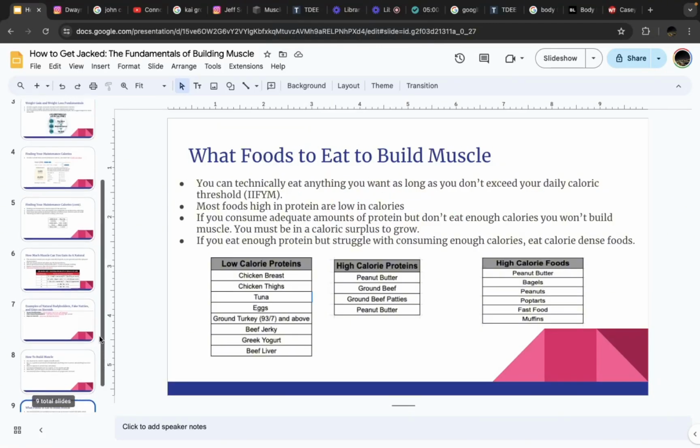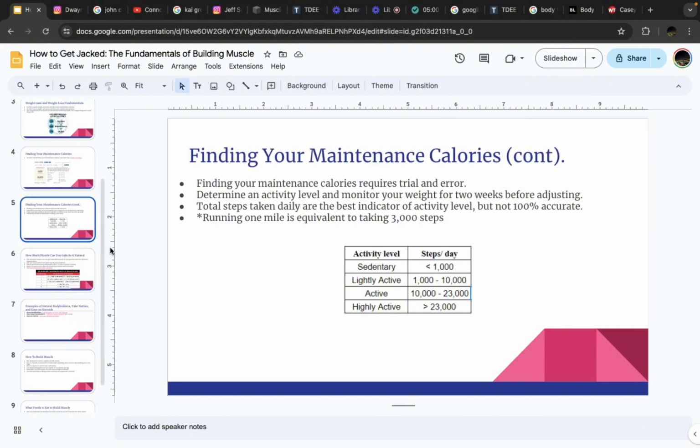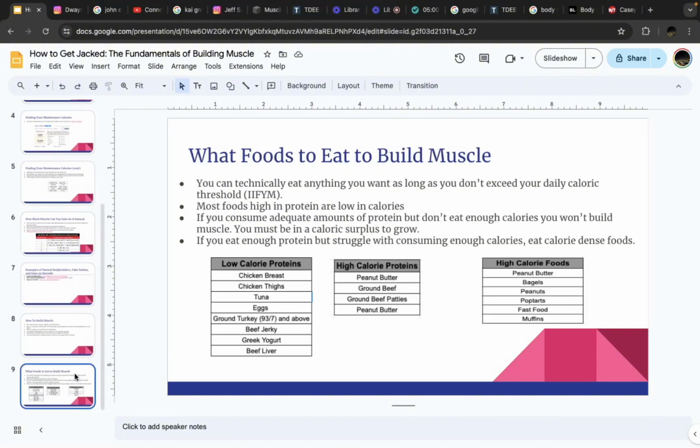All right. So that is all I have for this course. And those are essentially the fundamentals of what goes into building muscle. Now, in this course, of course, we did not detail exactly what you need to do, what exercises you need to do to build muscle. I will go into details about that in another course.